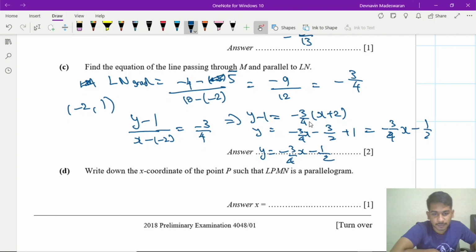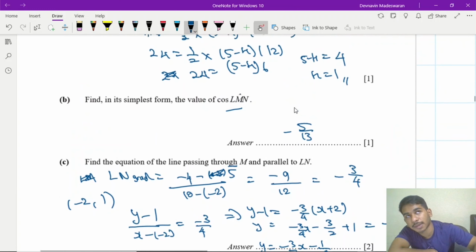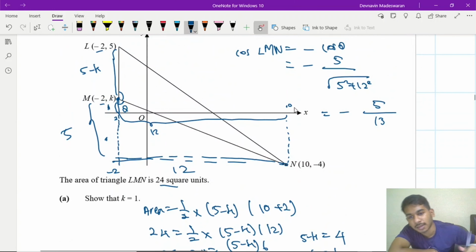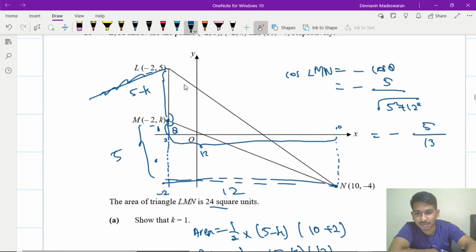Find the x coordinate of the point P such that LPMN is a parallelogram. LPMN. So P has to be somewhere here, so that is something like this. LPMN, something like that. But it's a parallelogram. Okay, parallelogram.